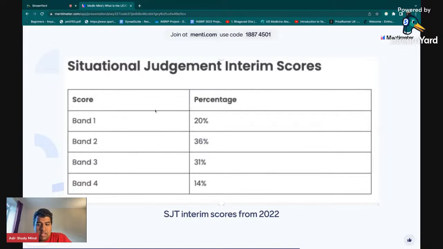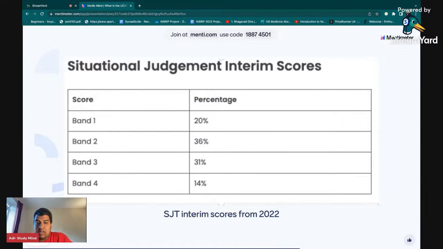Band 1 is 20%. Again, band 1 or 2 is ideally where you want to be, and more than half of you will be there, statistically speaking. Band 3 is 31%. Again, it's not a bad place to be. It just depends. Remember what I said earlier: you want to be smart with choosing, preparing and getting a score appropriate to the university of your choice.